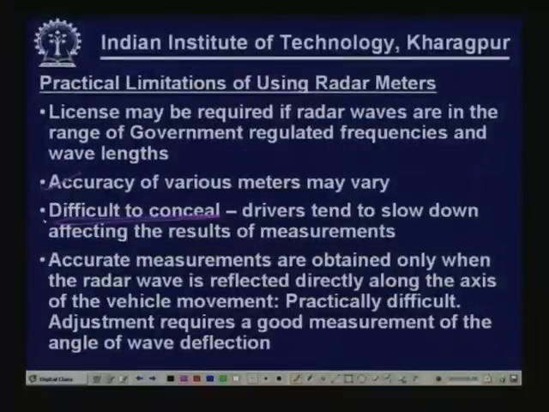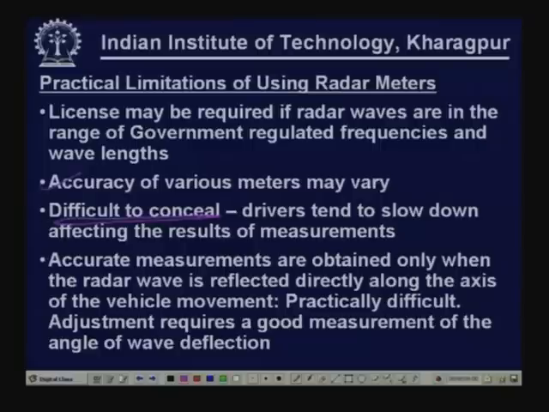Now, drivers, the moment they find somebody targeting the vehicle with an instrument like that, they may deviate from the normal behavior. They may either reduce the speed or maybe they may like to stop. What is happening here? It is necessary for all the surveys to conceal yourself and the survey team, but when you are using a radar meter you cannot probably do that 100%. So, it is very difficult to conceal.